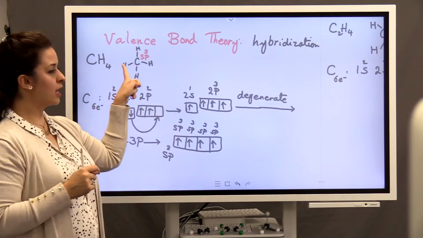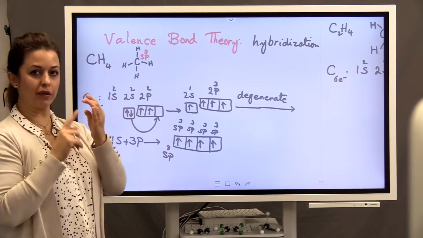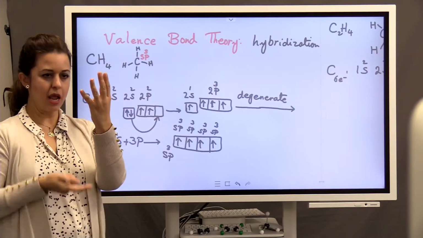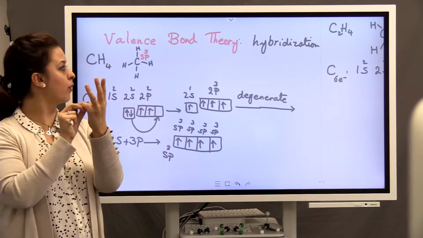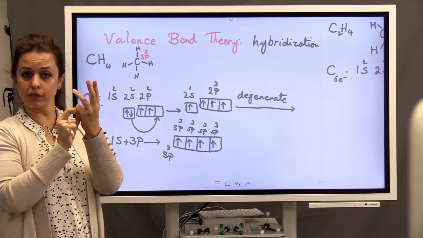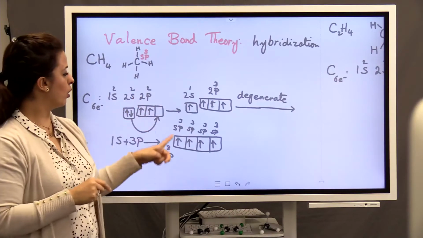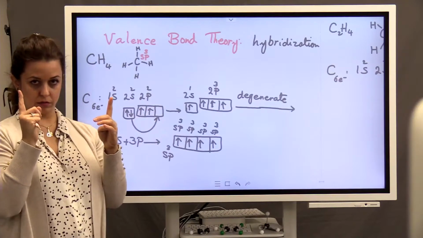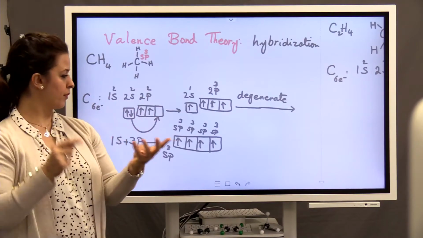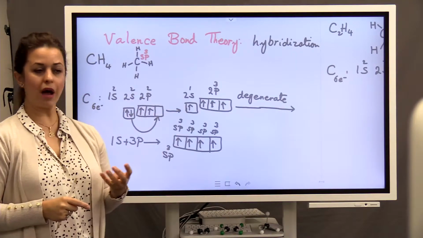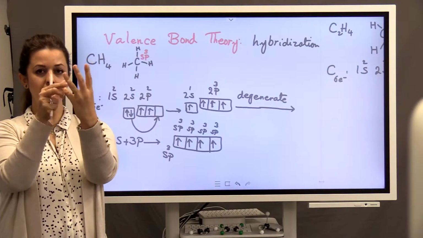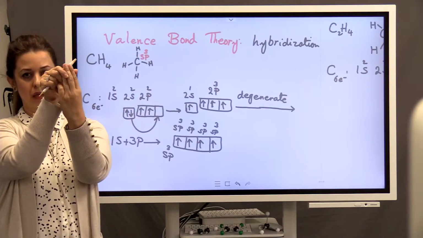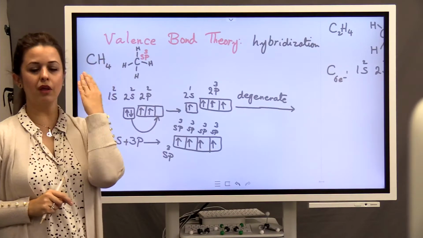So, how many bonds do you have here? Only 4 bonding pairs, right? The first one always goes for s. How many types of s orbitals do you have? 1. So it always has s. The rest of them, how many maximum p orbitals do you have? 3, right? So if you have 4, the first one is for s, the rest for p. So the hybrid is sp3.